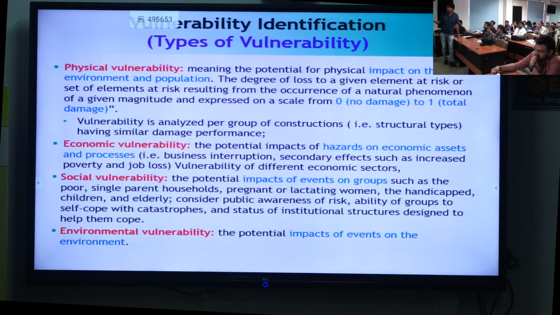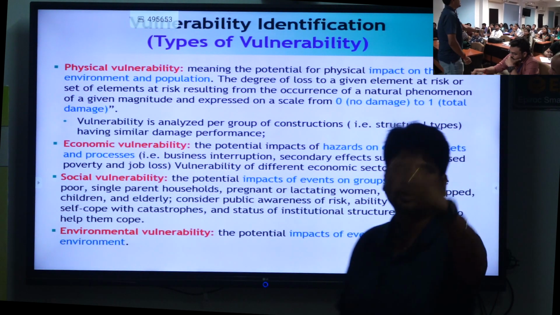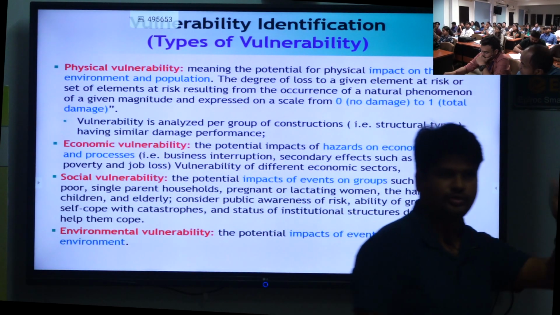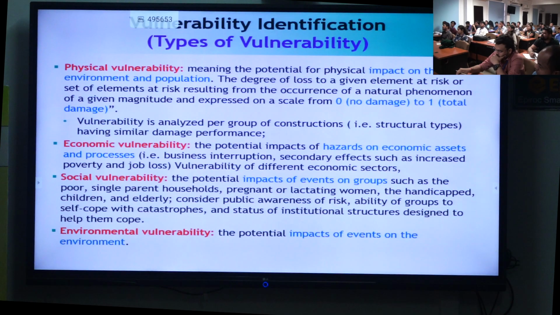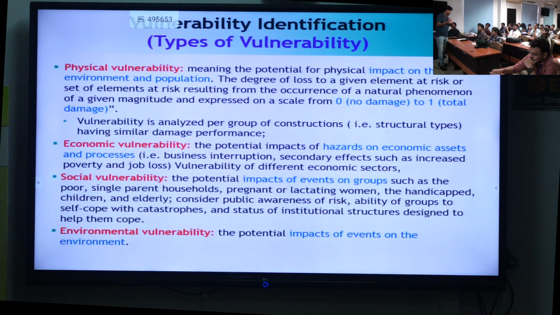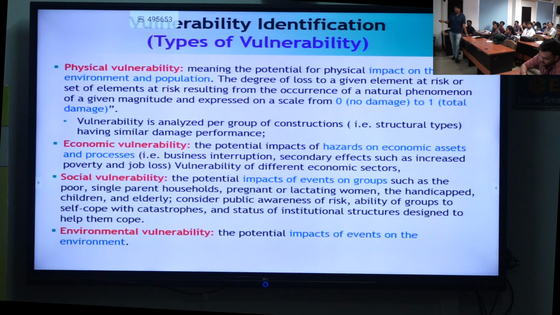Physical vulnerability is the potential for physical impact on the built environment and population. So that means population, and the built environment means structure, houses, roads, all those things. Clear? And the damage is expressed in terms of 0 to 1. 0 is not likely, 1 is potential. Now you can see here, the structural engineers can also give their inputs on how much a building structure can resist, especially if you are dealing with seismic vulnerability assessment.